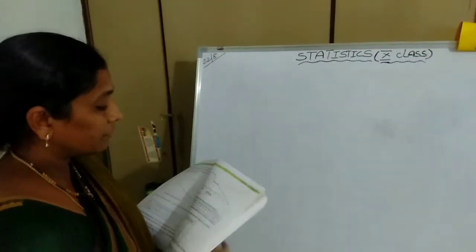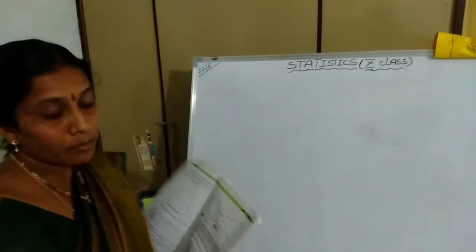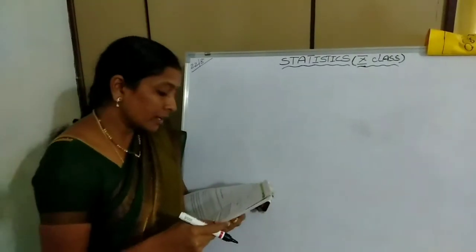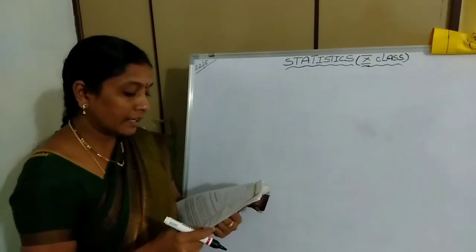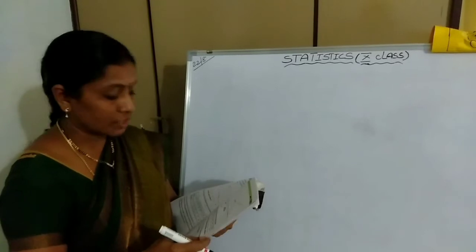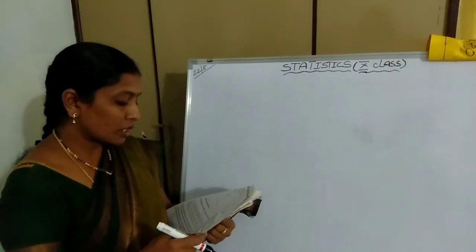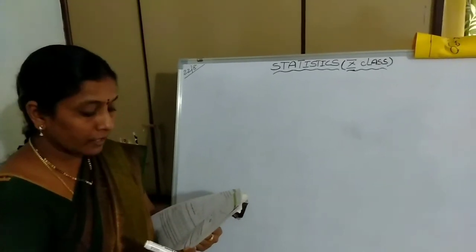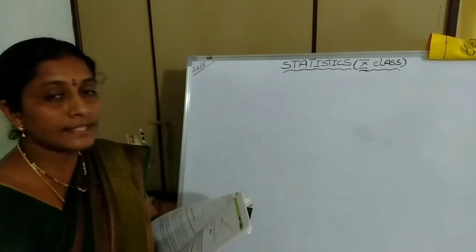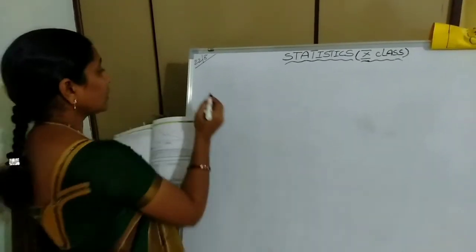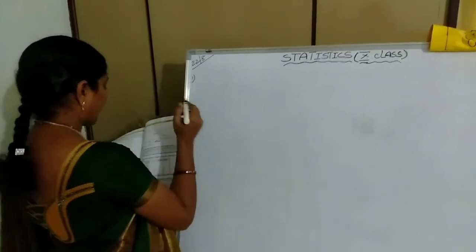Students, all of you open your textbook page number 351, exercise 14.4. The following distribution gives the daily income of 50 workers of a factory. Convert the distribution to the less than type cumulative frequency distribution and draw its ogive. Now, I will write the problem on the blackboard.